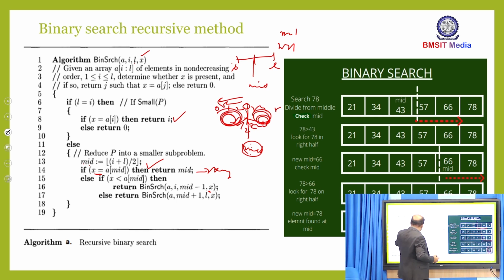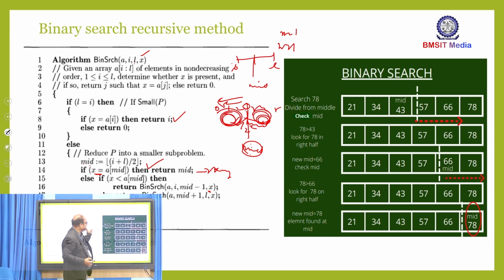The same explanation I have given here as an example: I would like to search for the element 78. I am going to check whether my 78 falls on the left side or the right side. Obviously, after finding the mid value, the 78 falls on the right side. 78 is greater than 43, so 43 is less than 78, because 78 falls on the right side of the given array. So my comparison has to be done on the right side part.